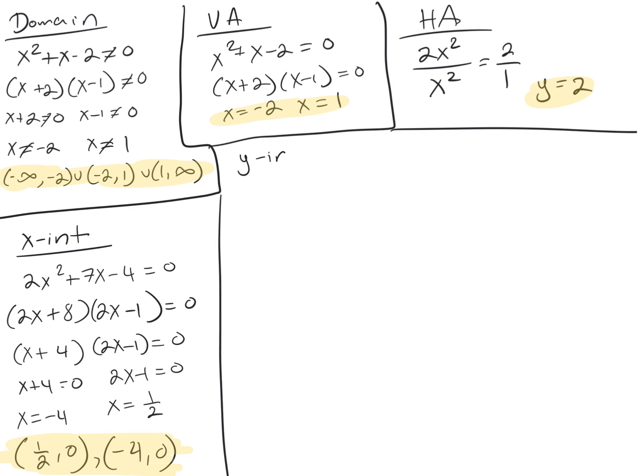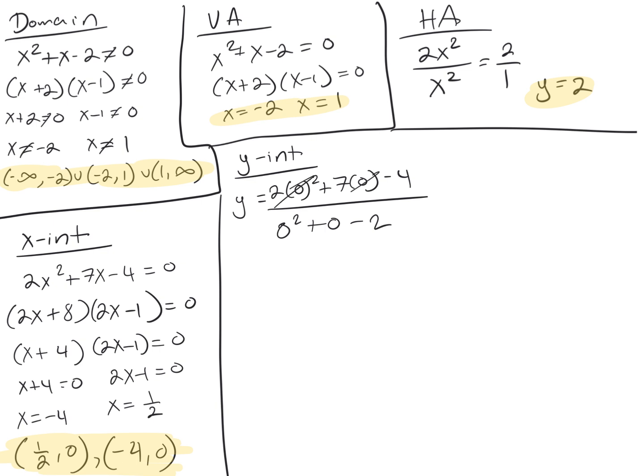Now I'm going to start writing the y-intercept. We're going to equal everything to 0, all the x's. So it's going to be 2 times 0 squared plus 7 times 0 minus 4 over 0 squared plus 0 minus 2. Everything that has a 0 will become a 0. So we're left with y is equal to 0 minus 4 over 0 minus 2. That simplifies to negative 4 over negative 2, which simplifies to positive 2. So your y-intercept in interval notation is 0, 2.